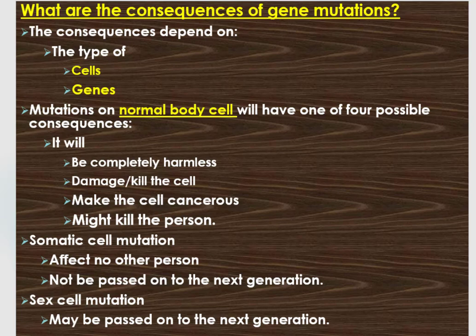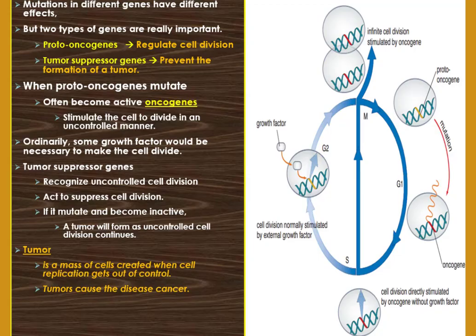Somatic cell mutation might affect no other person since it cannot be passed on to the next generation. But sex cell mutation might be passed on to the next generation and affect the whole family tree. Mutations in different genes have different effects, but two types of genes are really important. These are proto-oncogenes and tumor suppressor genes. Proto-oncogenes regulate cell division, whereas tumor suppressor genes prevent the formation of tumors.